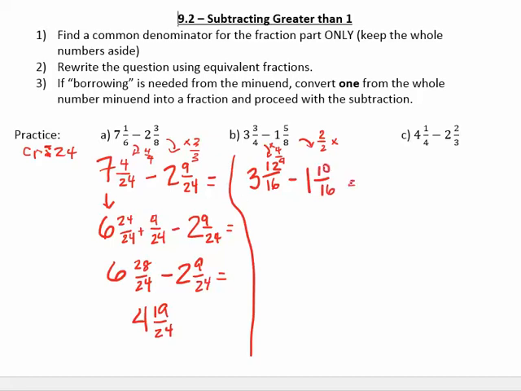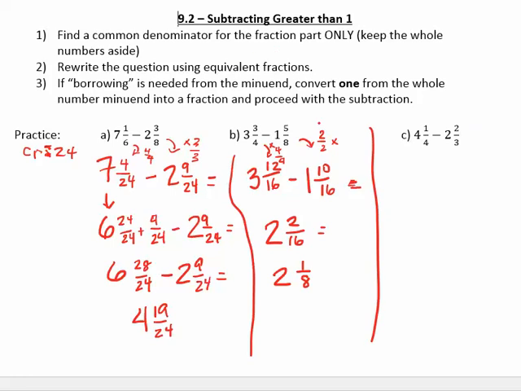So now if I just look at my fraction parts, I have 12 over 16 minus 10 over 16. In this case, I do not need to borrow because 12 minus 10 will not lead me into negative numbers. So I can just subtract this as normal. 3 minus 1 is 2, and 12 minus 10 pieces is 2 pieces of the 16 pieces. And then I can just reduce this, and I have 2 and 1/8 as my final answer.